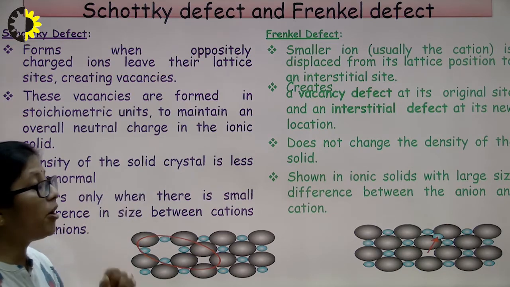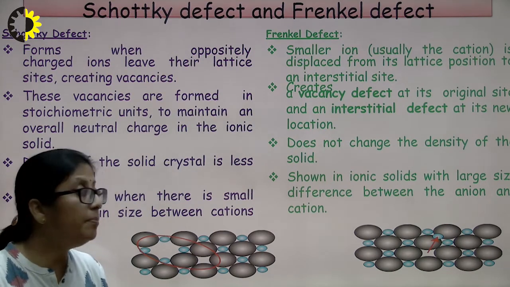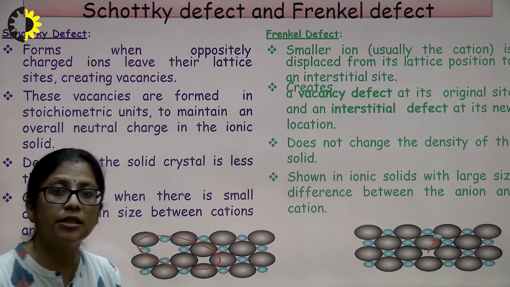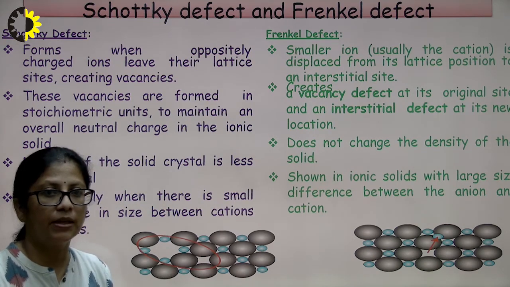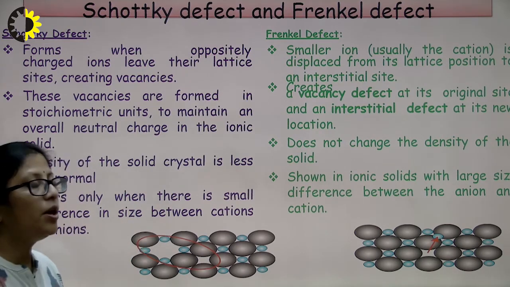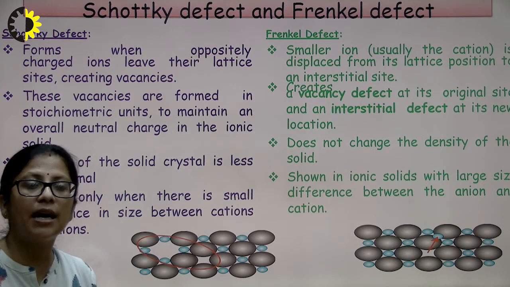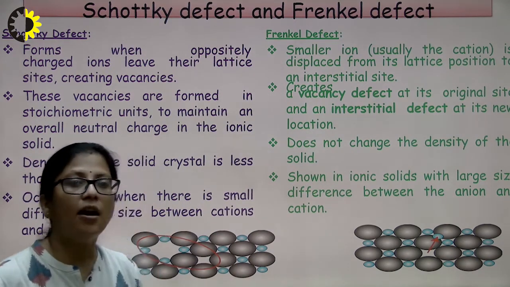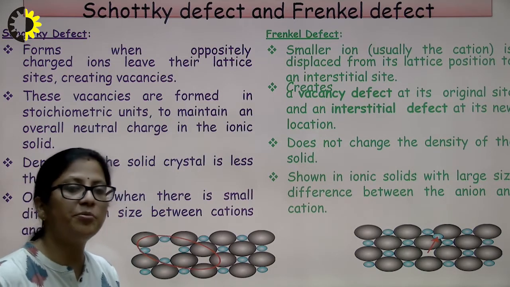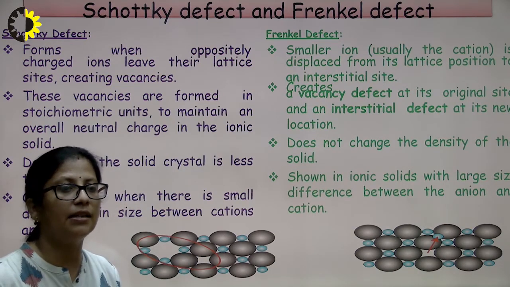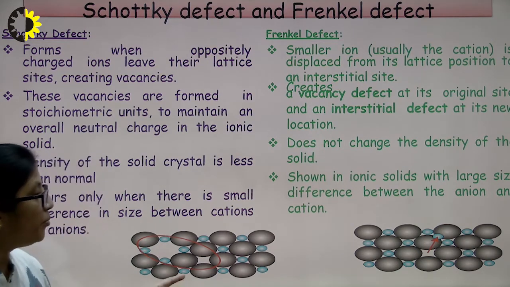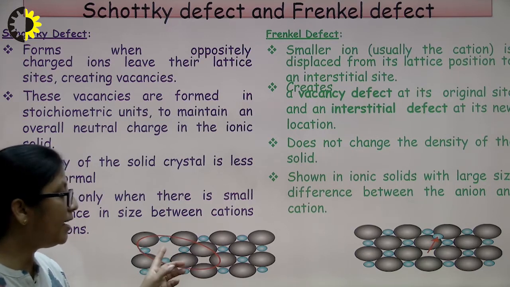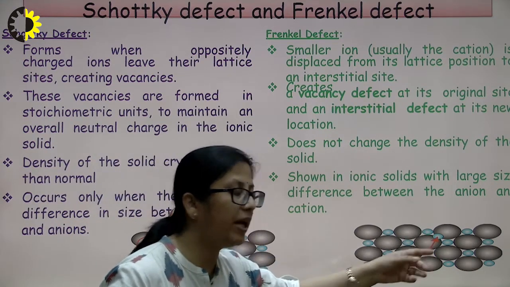Here, the density of the solid crystal becomes less. But in the case of Frenkel defect, there is no change in the density of the solid. And Schottky occurs when there is a small difference between the size of the cations and anions, whereas the Frenkel defect occurs when there is a large difference between the size of the cation and anion. Obviously, both of their diagrams are also different. Here there are missing cation and anion, and here it is a misplaced cation.